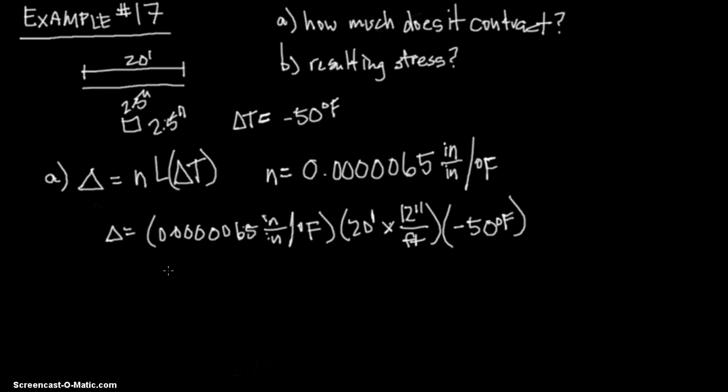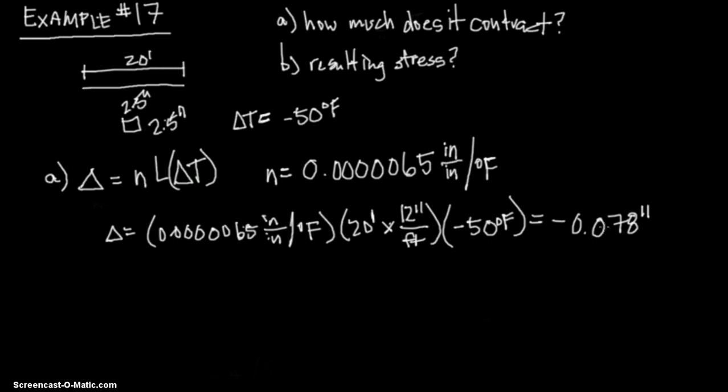Let's put that into the calculator, and we get negative 0.078 inches. And that's pretty minimal, as you can see, for a 20 foot, and that makes sense. That's what I would say. Okay, yeah, that's perfect sense.